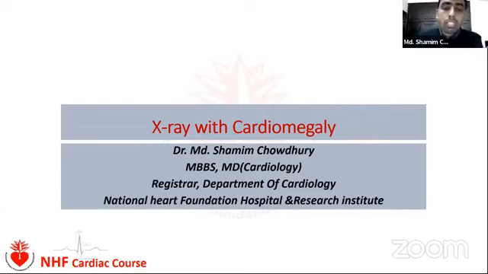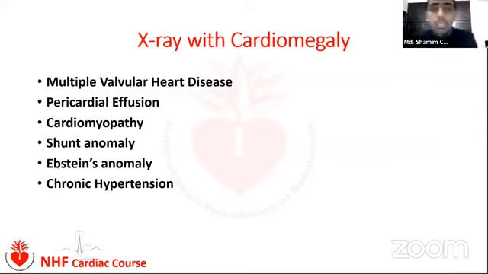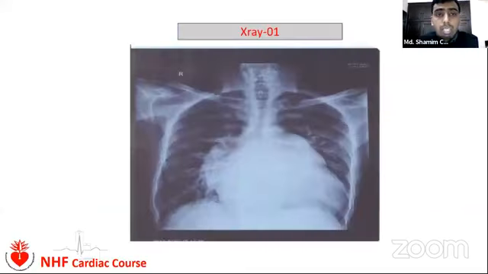Honorable panel of experts, respected moderator and faculties and learned audience, Assalamu alaikum. My topic of presentation will be the X-ray with cardiomegaly. The common etiologies for X-ray cardiomegaly are multiple valvular heart disease, pericardial effusion, cardiomyopathy, shunt anomaly, and other anomalies. In case of left ventricular hypertrophy, very often we see the heart shadow is enlarged, and it is commented as cardiomegaly. Shunt anomaly is already described by Professor Rahiduzzaman sir. So my discussion will be on the other causes of cardiomegaly.